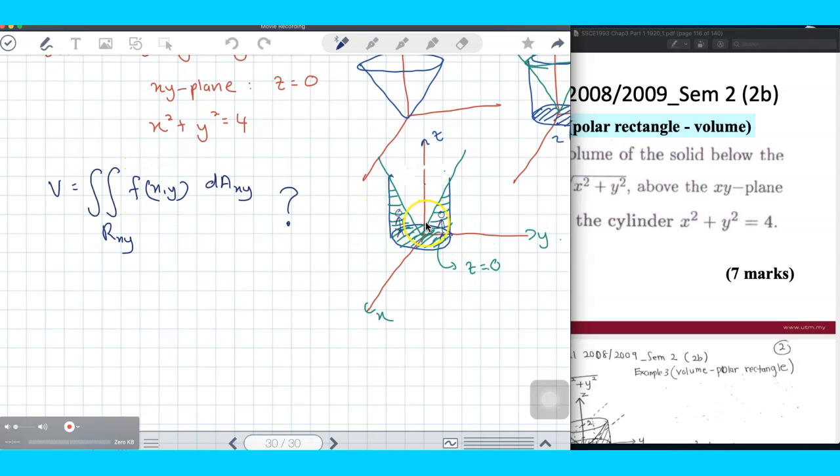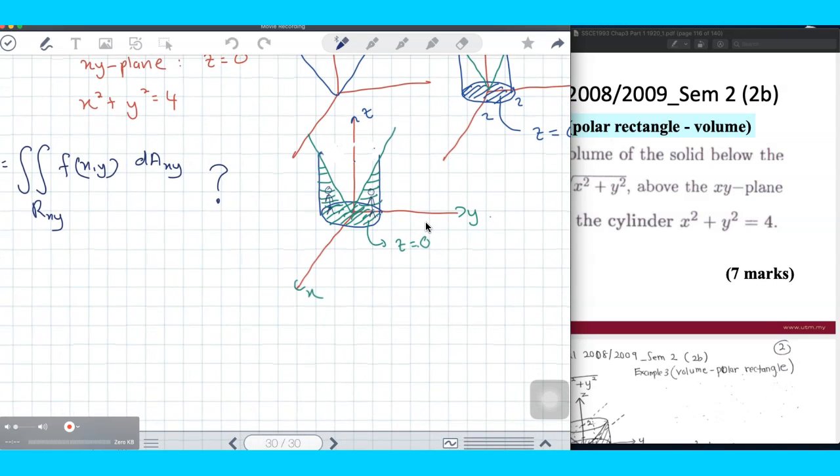If you're standing like this, you have to determine your lower bound and your upper bound. So then how can you read this function? Is it x equal to, is it y equal to, or z equal to? So how can you know that?